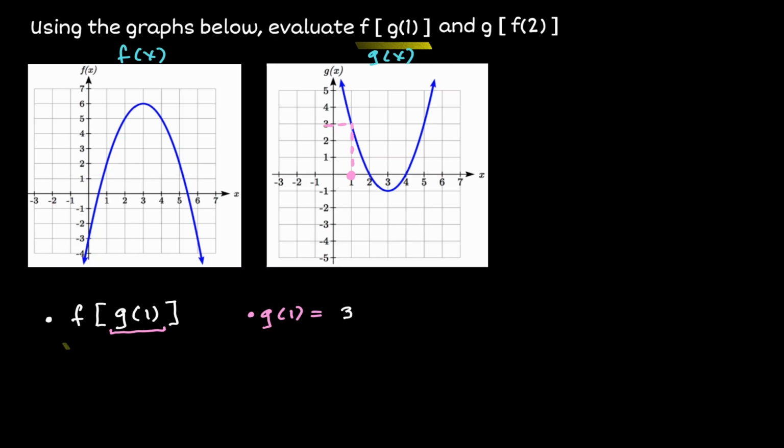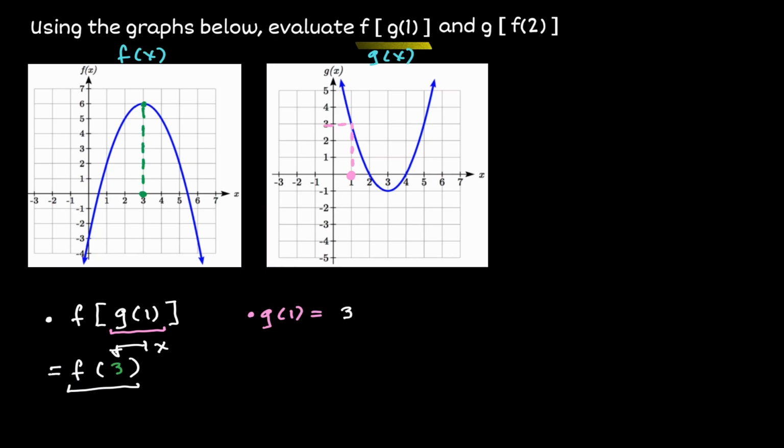So now we can come back to the original composition, and instead of writing g at 1, we can just substitute the value of 3. And now that we have rewritten our composition, let's go to the function f and evaluate it when x is equivalent to 3. Remember that the graph of f is to the left. So here we have the x value of 3. Now let's figure out the y value of the function when x is 3.